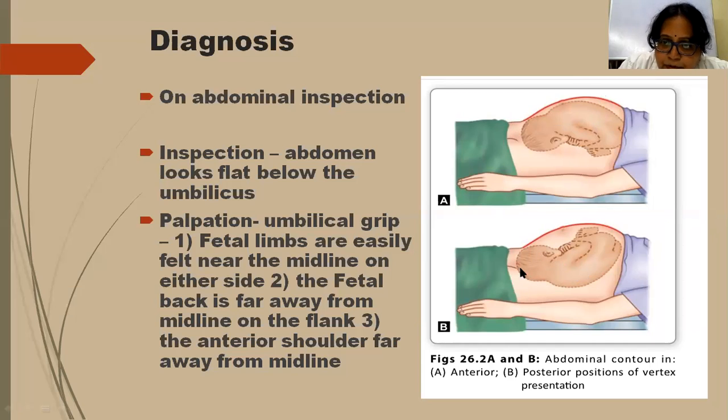What happens in occipito-posterior? The occiput is placed behind. So this looks flat because this part is occupied by the amniotic fluid. And since the back is placed behind, what do you feel? You feel the fetal limbs in the midline, and the fetal back is far away, placed in the flanks. Because of it, the fetal heart sound is also heard either in the flank or cannot be heard.